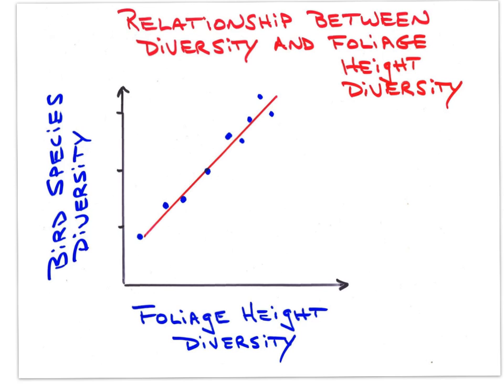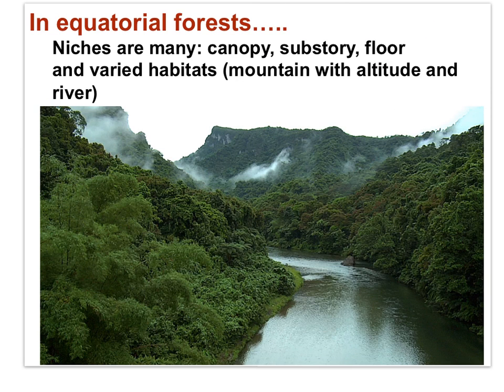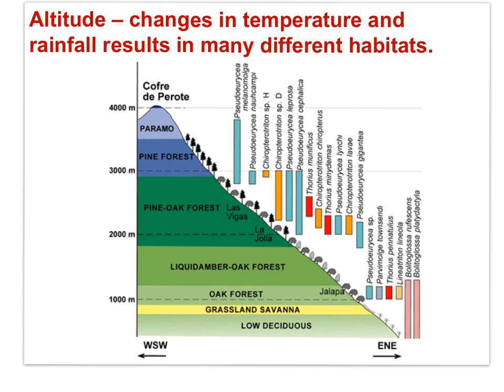There is a strong positive relationship between foliage height diversity and species diversity. Forests with very tall trees provide many niches, microhabitat diversity, thus greater species diversity. In equatorial forests, niches are many: canopy, substory, floor, and varied habitats, mountain with altitude and river. A region that displays change in altitude has increased diversity.